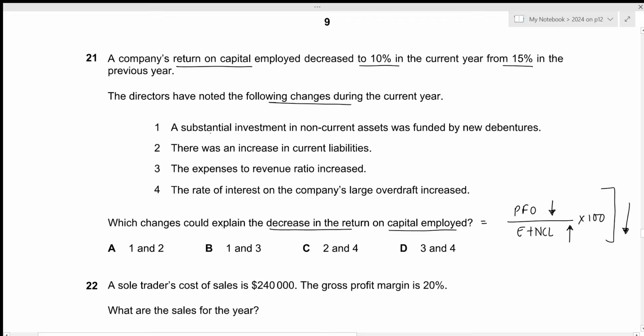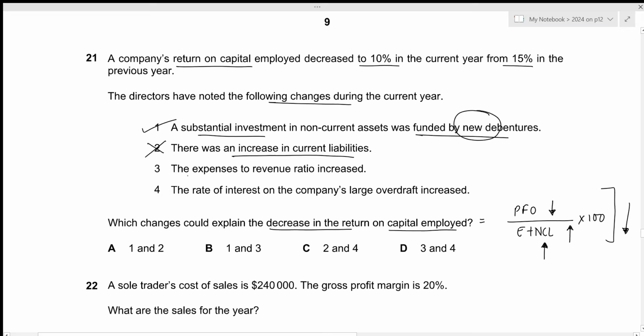The first one is that a substantial investment in non-current assets was funded by new debentures. So we had additional new debentures. It means that the non-current liabilities will increase. And that is the criteria which matches to explain the decrease in the return on capital employed. So 1 is correct. The second one is that there was an increase in current liabilities. We can see that there is no involvement of current liabilities while calculating the return on capital employed. So this is incorrect.